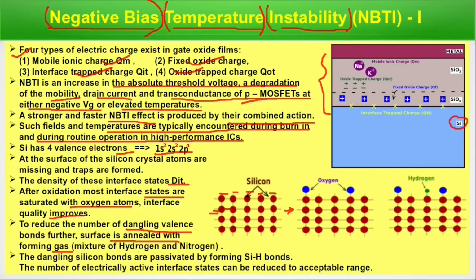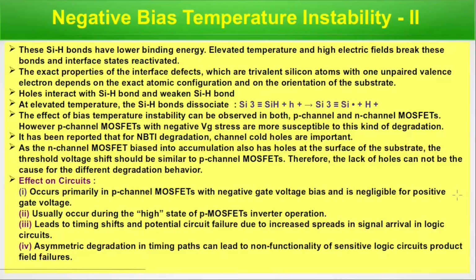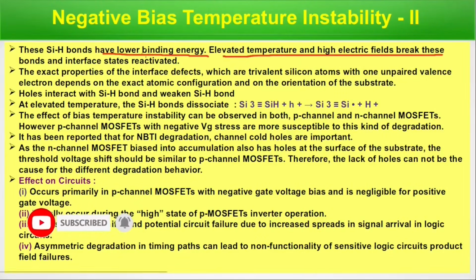That's a mixture of hydrogen and nitrogen. That hydrogen makes a bond with this silicon. These dangling silicon bonds are passivated by forming silicon-hydrogen bonds. The number of electrically active interface states can be reduced to an acceptable range. Now these dangling bonds are reduced and it reaches an acceptable range. These silicon-hydrogen bonds have lower binding energy. Elevated temperature and high electric fields break these bonds and interface states are reactivated. Their binding energy is low.